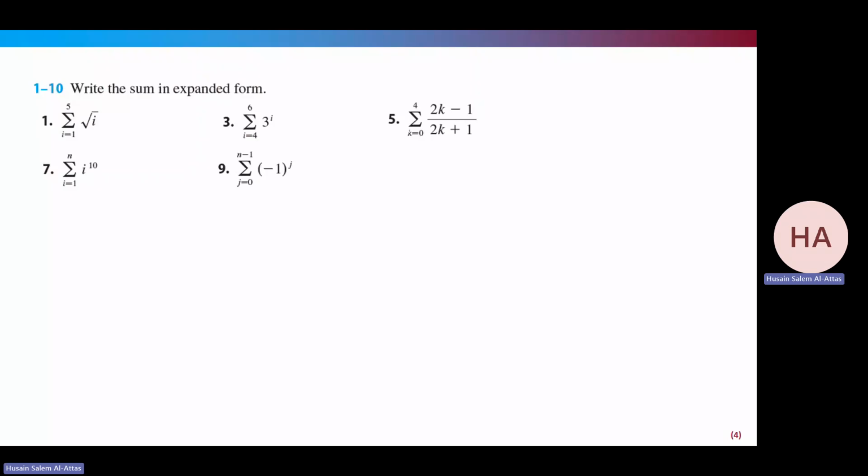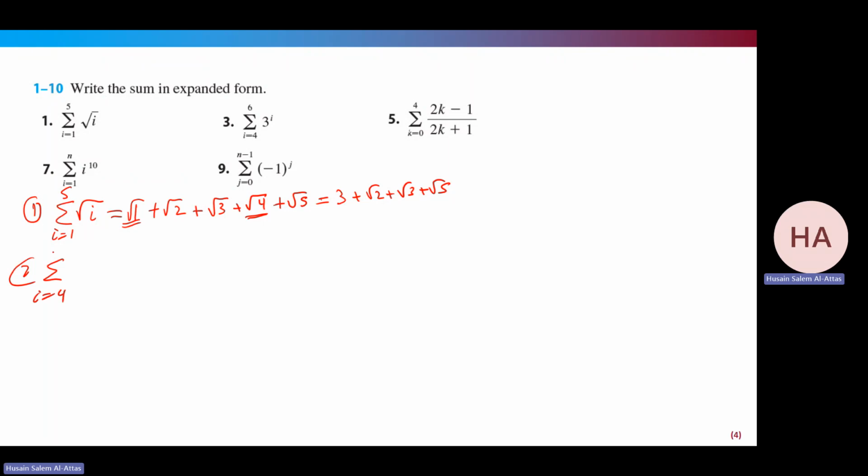Does he want me to do the expanded form? Okay, so summation, i equal 1 to 5, cube root of i. When i equal 1, that will be cube root of 1, plus cube root of 2, plus cube root of 3, plus cube root of 4, plus cube root of 5. And that will be 1... this is 2, this is 1, so that's 3, plus cube root of 2, cube root of 3, cube root of 5.